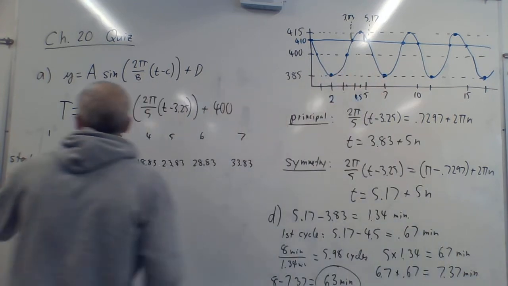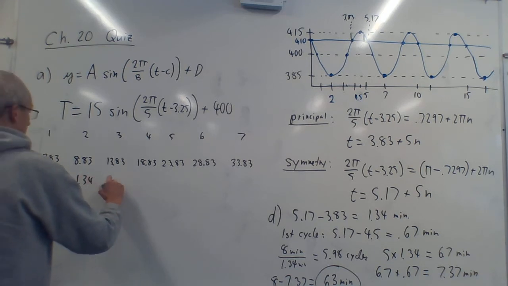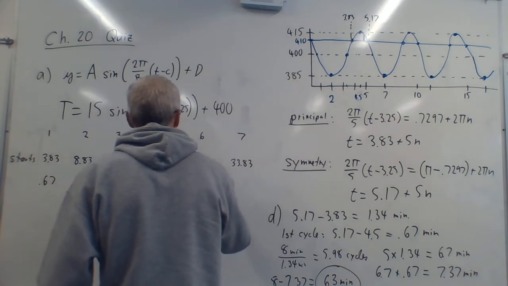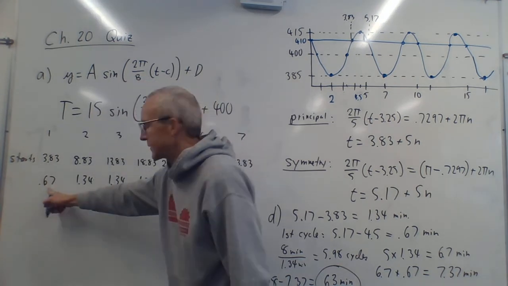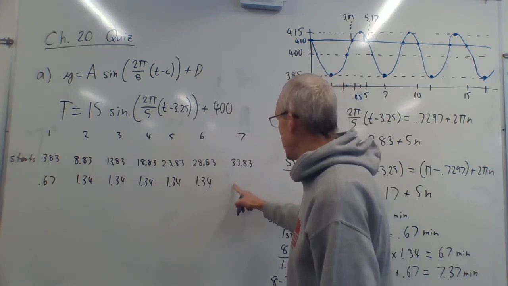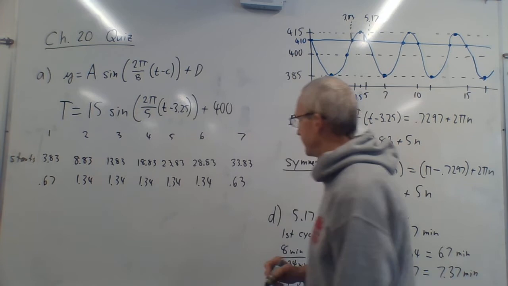This first one, the first cycle, we only got 0.67 minutes out of it. So we got 0.67. Here we got the full 1.34, 1.34, 1.34, 1.34, 1.34. Okay, our 0.67, 5 1.34s, and then this last one we had to get 0.63 out of it.